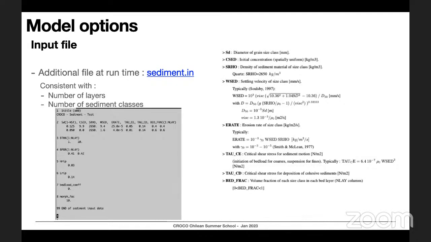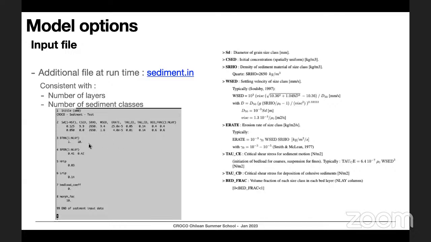So for sediment, you first have to change param.h, define some keys in cppdefs.h, and then you've got a specific text input file for sediment, which is called sediment.in. Here again, you will see it with Guillaume. In this, you will define the diameter of each class of sediment, the initial concentration in the water column, the density of the sediment, the settling velocities, the erosion rate, the critical stress, and the fraction of sediment in each layer for each sediment. So you have as many lines here as you have sediment classes.